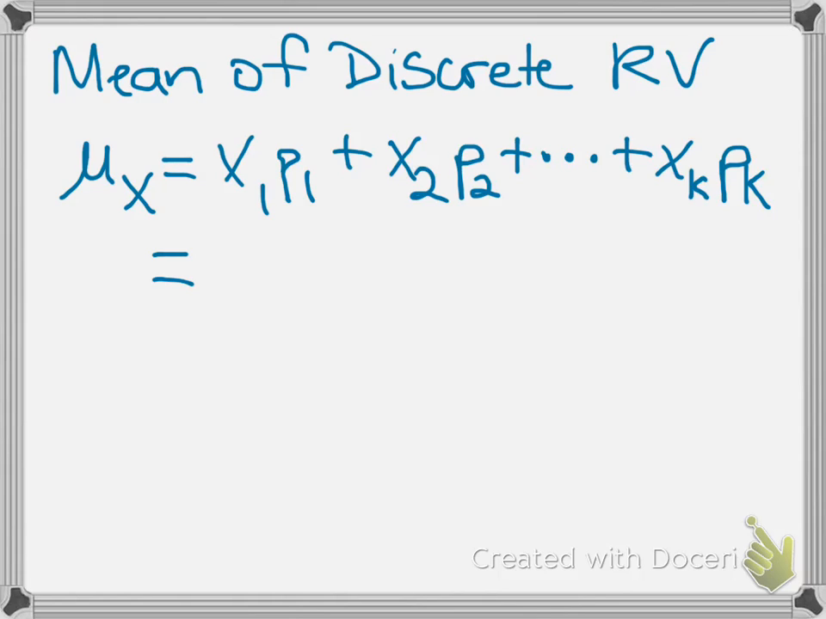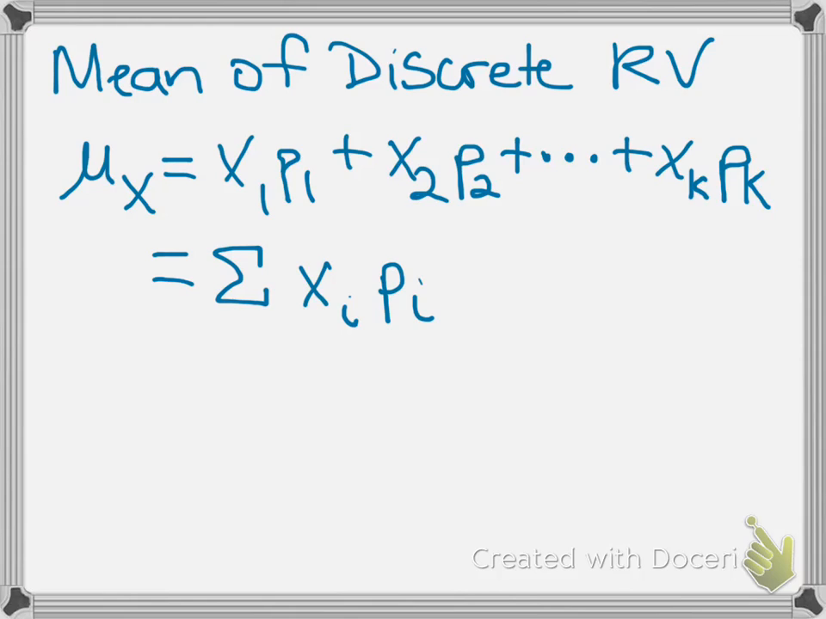A more succinct way to write this formula is just to say that you're taking the sum, remember that Greek letter sigma means sum, of each value in your probability distribution and multiplying it by its corresponding probability. So you could see this formula represented in either of these two ways.